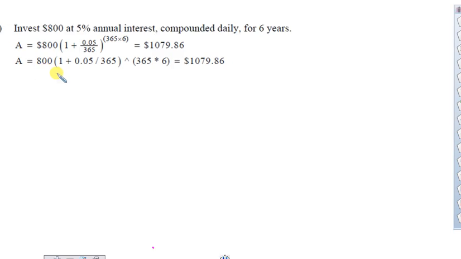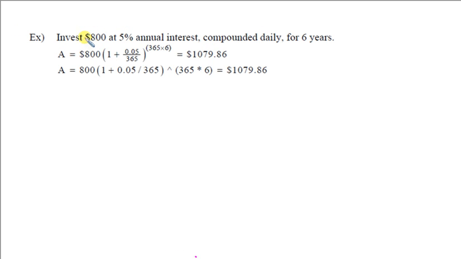Here's another example. We have an invested principal amount of 800, so that's going to be P, and R is going to equal 5%, and T is going to be equal to 6. And you can see, because we are compounding it daily, we're going to use the compound interest formula.